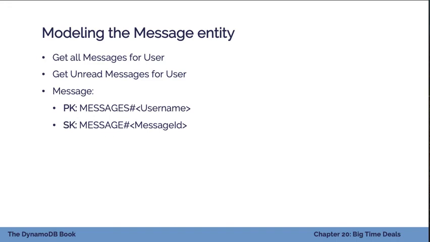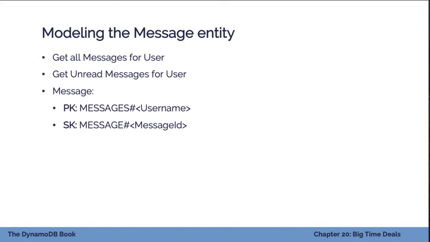And what we'll do here is, for all of our messages, this is the PK and SK pattern we'll use. We'll do MESSAGES#username so that all the messages for a particular user will be in a single partition. Then that sort key will be MESSAGE#message ID. That message ID, again, like we've been doing for all these other ones, we'll use that KSUID, which gives us some randomness, but also gives us chronological ordering on that particular ID.